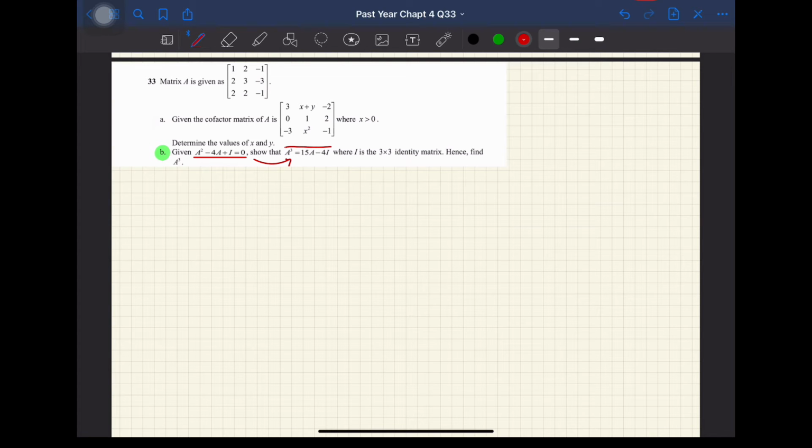Okay, we need to show this one, and then hence find A cube. So soalan ni ada dua bahagian. The first part is showing part, and then the second part is awak kena cari apakah nilai A cube. So this is the second part.